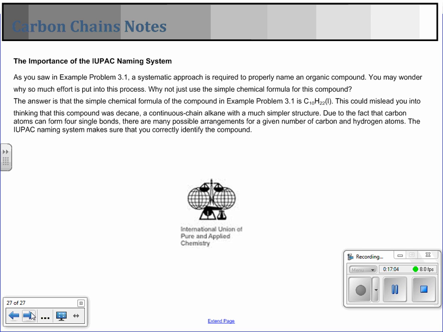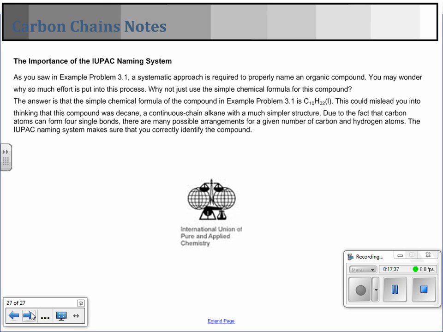So, the importance of the IUPAC naming system. As we saw in that example problem, a systematic approach is required to properly name an organic compound. You may wonder why so much effort is put into this process. Why not just use a simple chemical formula for this compound? The answer is that a simple chemical formula, for example C10H22, could mislead you into thinking that this compound was decane, a continuous chain alkane with a much simpler structure.